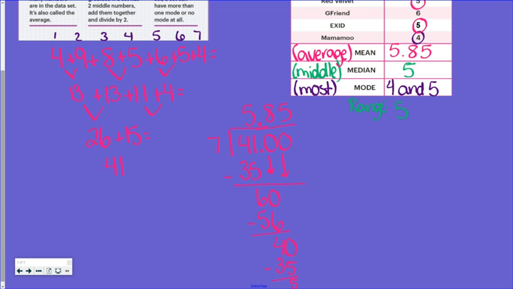So for your assignment today, what I need you to do is take a picture of this work, and you're going to submit that so I can see that you followed along and you took your notes.